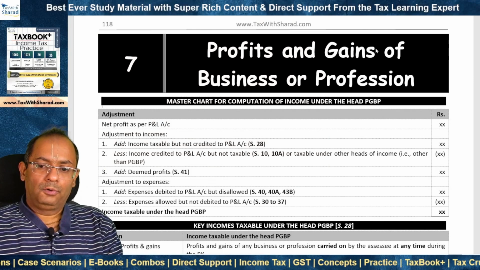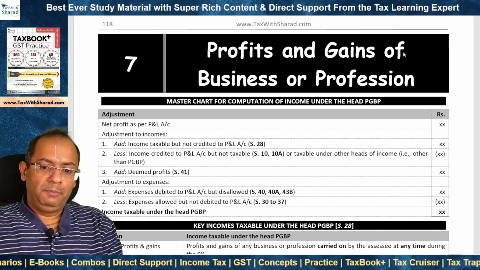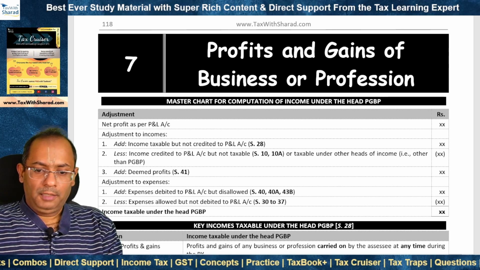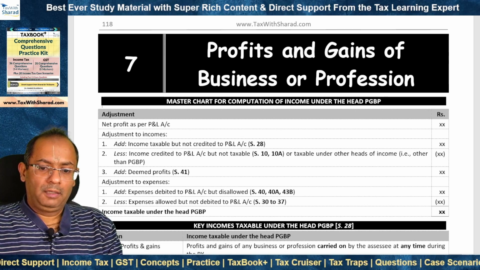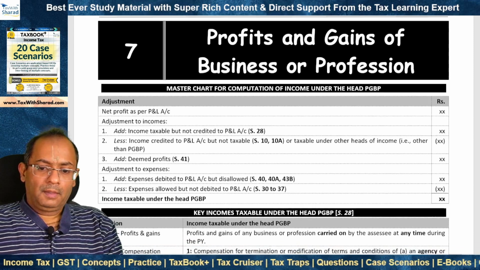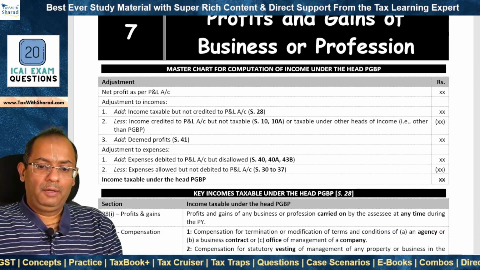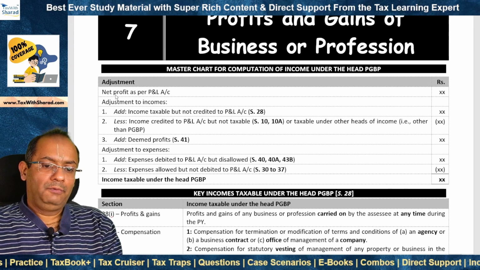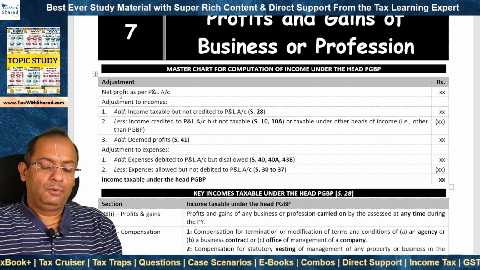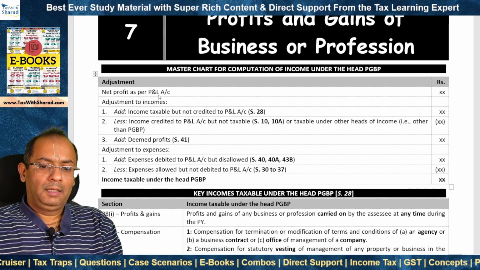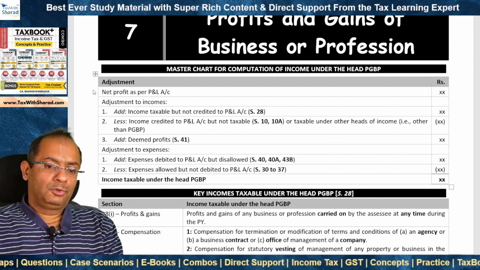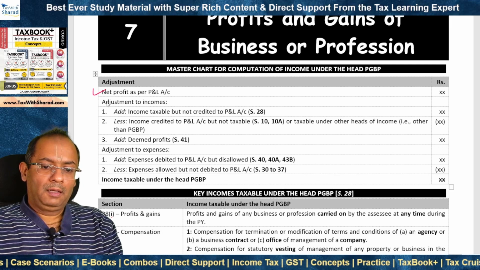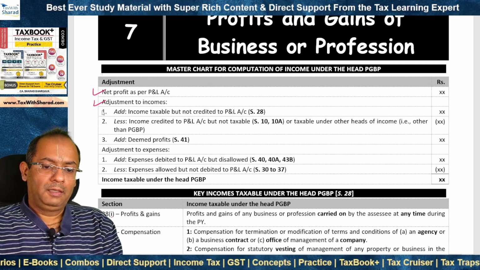We will now look at how to compute income under the head PGBP. First, we look at the master chart for computation of income under the head PGBP. And we look at the adjustments to be made when in the question we are given the profit and loss account and certain other information is given. So we begin with the net profit as per P&L account, and then we make adjustments to the incomes.